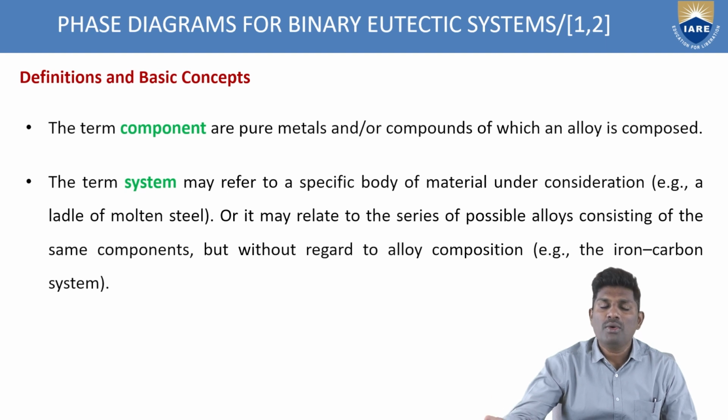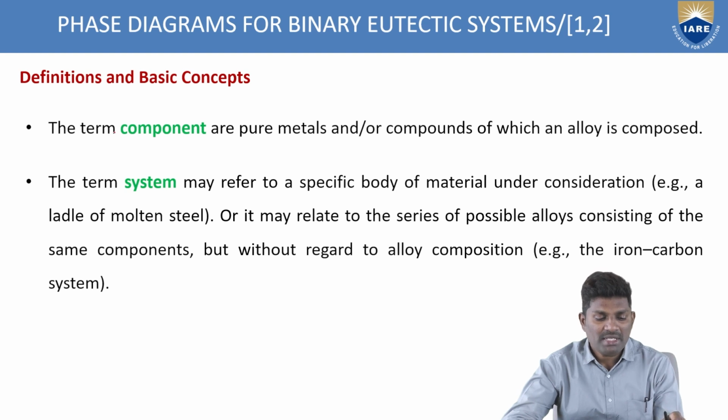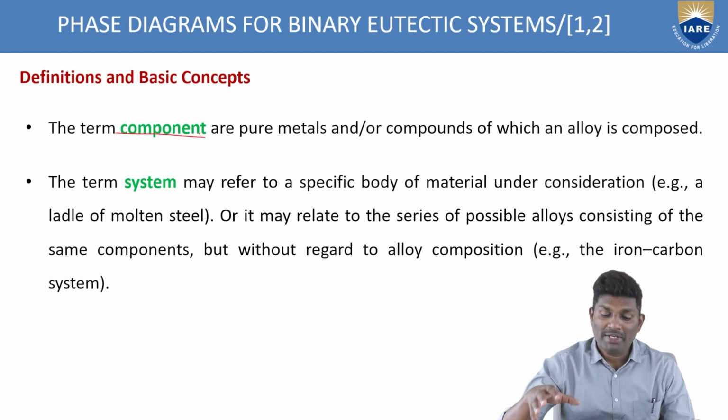And if you further go inside the phase diagram, you have some basic definitions, like what is a component. The term component refers to pure metals. A component is nothing but a pure metal or a compound which is composed of some different types of alloys. So that is the basic definition of a component.